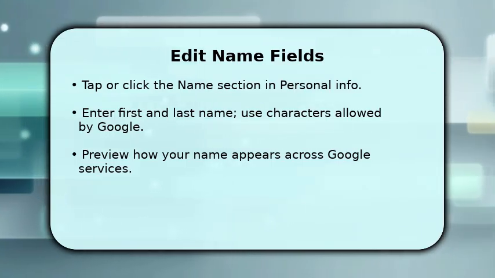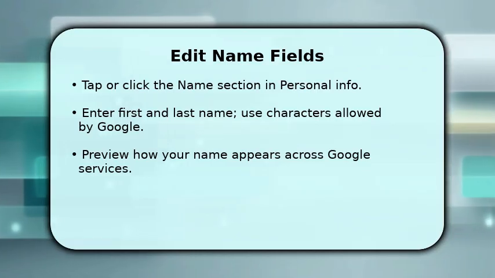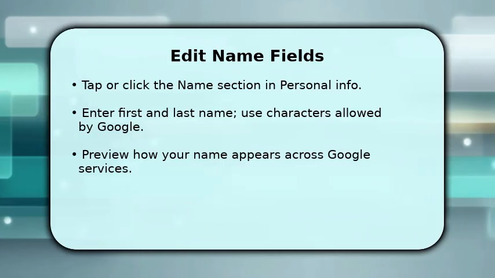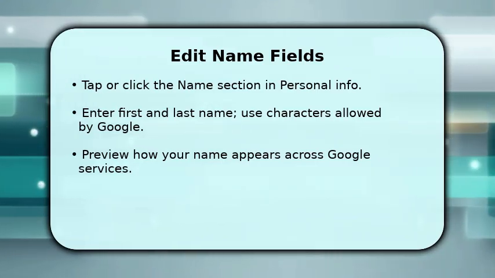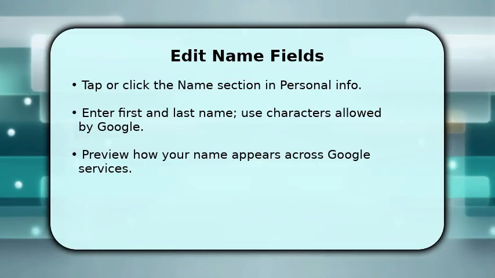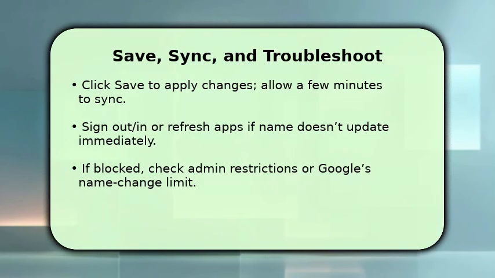Once done, review the display preview to see how it will look in Gmail, Meet, and Drive. If you use an organization account, note admins may restrict changes. Contact them if fields are locked. Confirm the change to commit it across services. Save your edits and wait briefly for Google to propagate the update across services.